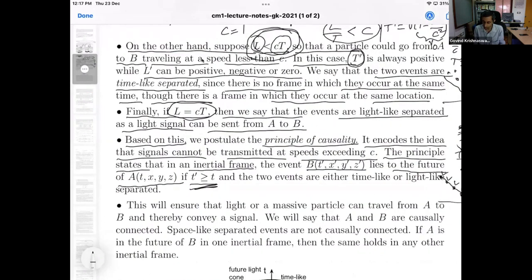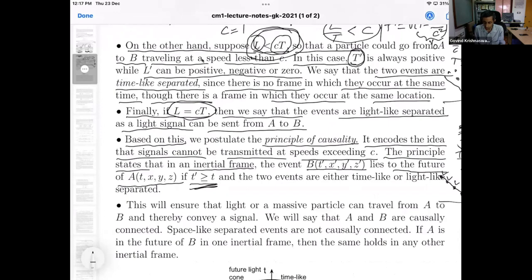So we will say that B lies to the future of A if two conditions are satisfied in this frame: if t' is more than t, and if the two events are either time-like or light-like separated. So that is our definition of causal connectedness. B lies to the future of A if B is either time-like or light-like separated from A, and if t' is more than t.